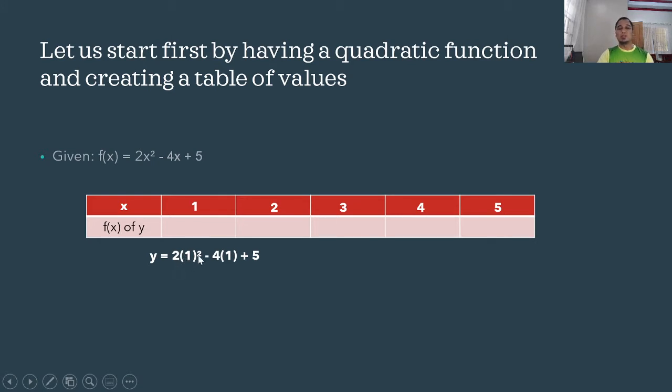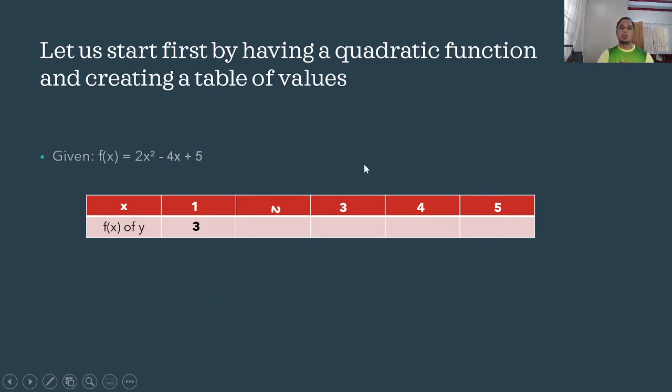So this is 2. Yung x natin will be substituted by 1 squared minus 4x, and that is 1 plus 5. Simplifying this, we have here now 2 minus 4 plus 5, and y is equal to 3. Which means if we have here now 1 as the value of x given this quadratic function, the value of y is equal to 3. And we will be doing that up to 5.